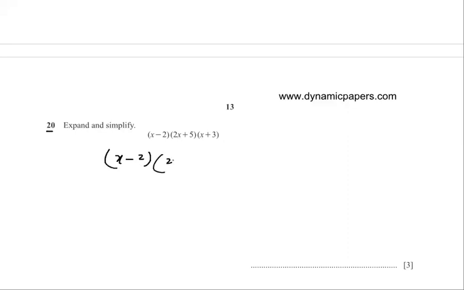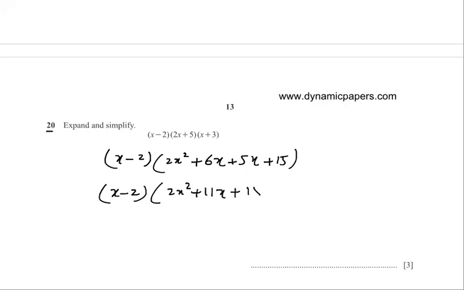2x with x will be 2x squared. 2x with 3 will be 6x. Then 5 with x will be 5x. And 5 with 3 will be 15. So that is x minus 2 into 2x squared plus 11x plus 15.